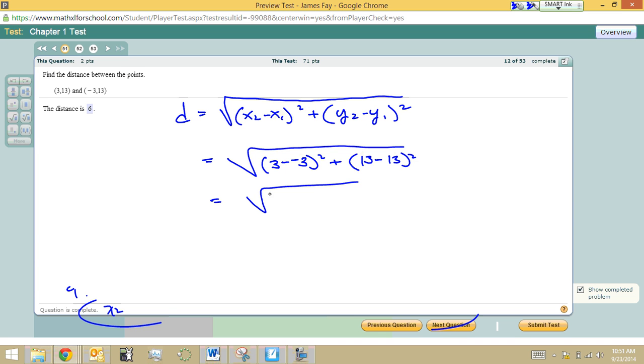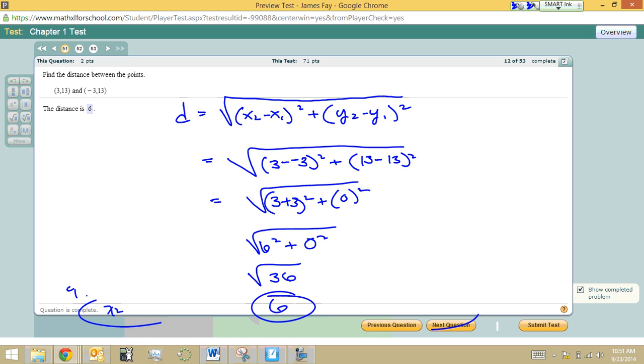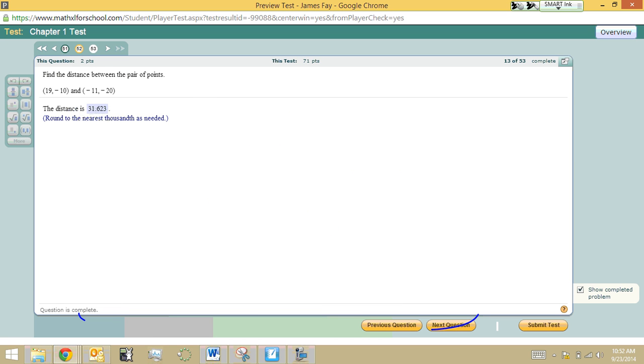Well, 3 minus negative 3 becomes 3 plus 3, and 13 minus 13 is 0. So 3 plus 3 is 6. So take 6 squared, 0 squared. Well, 6 squared is 36. The square root of 36 is 6. So the distance here is 6. Same idea here. We're going to use our distance formula.